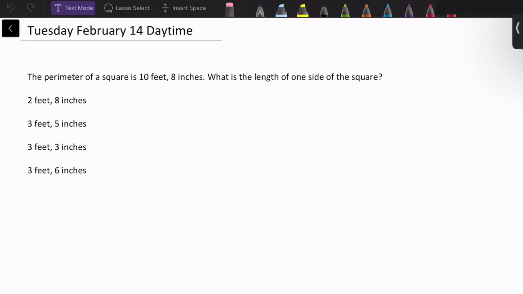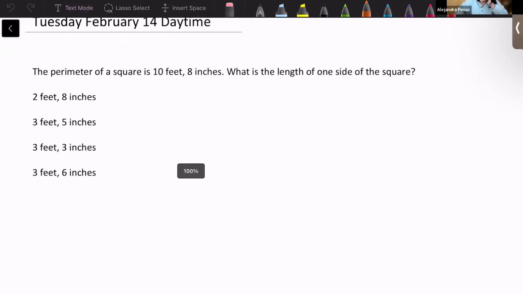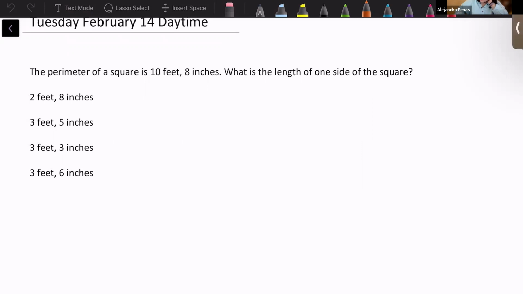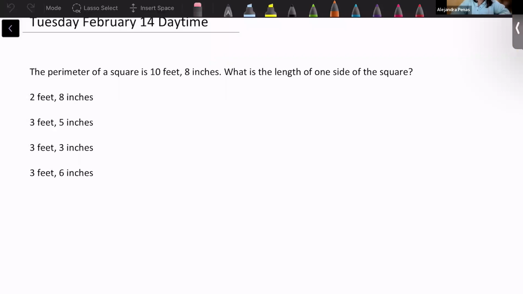All right, so the very first one we have says that the perimeter of a square is 10 feet, 8 inches. What is the length of one side of the square? So here, whenever you have geometry, you guys have heard me say it before, and I will continue saying it. Whenever you have geometry, one of the best things you can do is just literally draw yourself the problem. So we have a square, so I'm just going to draw a very basic square.